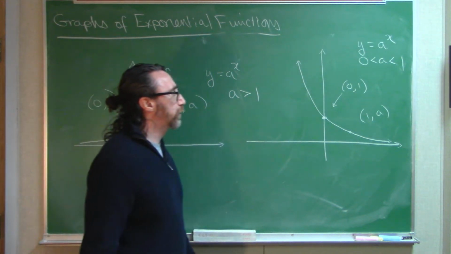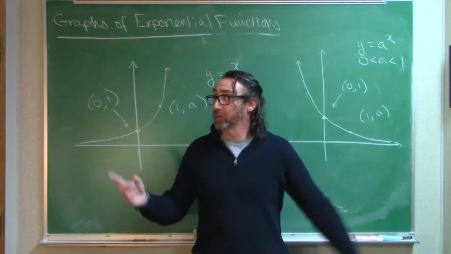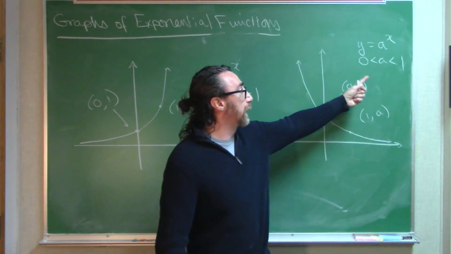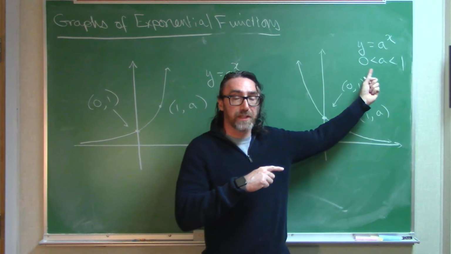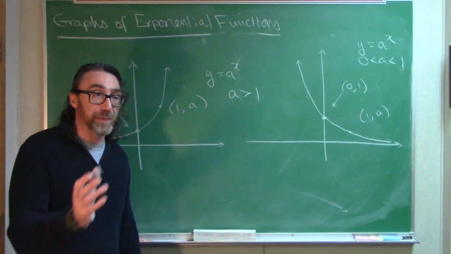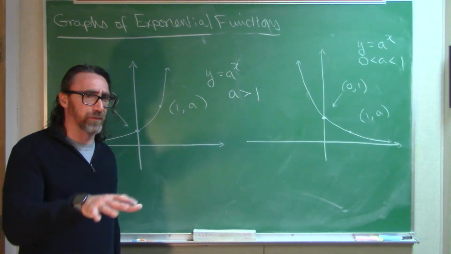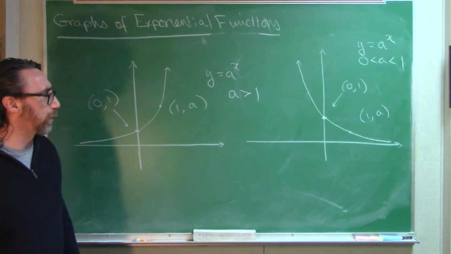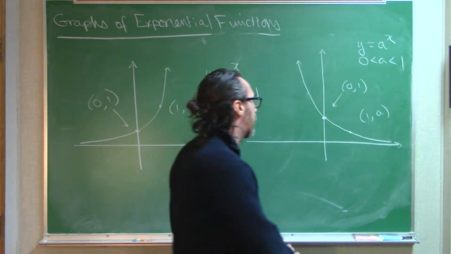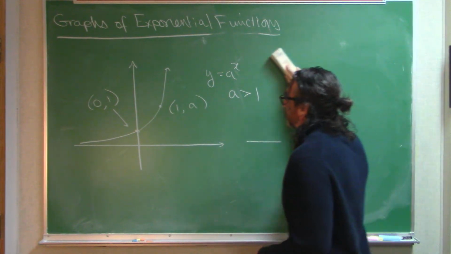So an exponential function with base 1 isn't really even an exponential function. You'll also notice I excluded the possibility that A is negative, right? This is for A greater than 1. This is for A less than 1, but still greater than 0. The reason we're doing that is if you allow A to be negative, then you get complex number outputs. So we're going to stick to functions that give us real number outputs in this course. So these are your basic shapes. Let's go and apply that to graphing an exponential function.